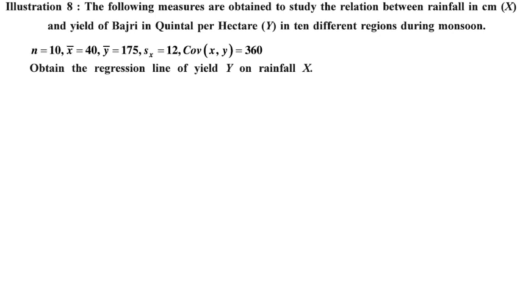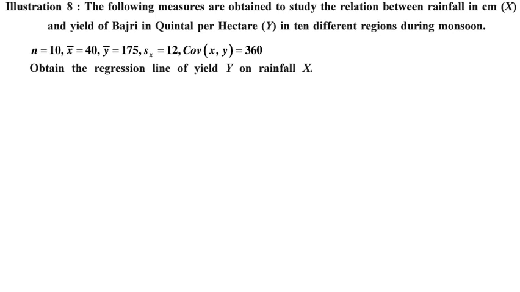We will start with a practice question here. Illustration 8 is there, where measures are obtained to study the relation between rainfall and yield of bajri in quintal per hectare in 10 different regions. Now n is 10, x bar is 40, y bar is 175, sx is 12, covariance is given as 360. We have to obtain the regression line of yield on rainfall.